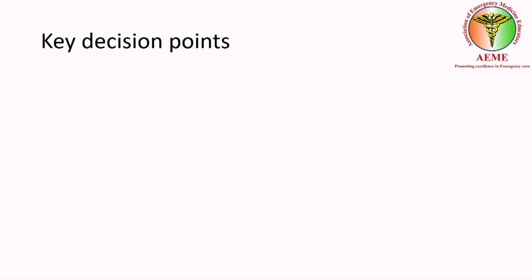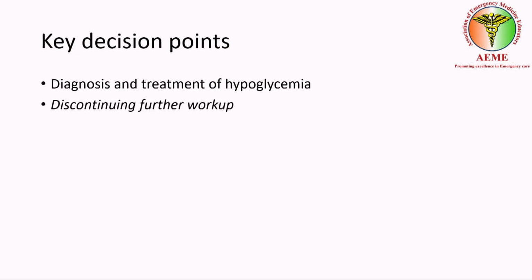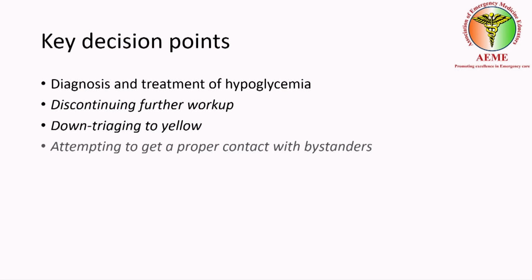So what were the key decision points in that case? First point, diagnosis and treatment of hypoglycemia. Second, discontinuation of further workup, because they wanted to go home, and that sort of heightened our biases at that point itself. Down triaging the patient back to yellow and attempting to get proper contact with bystanders was done only when the patient destabilized, and then retriaging back to red.